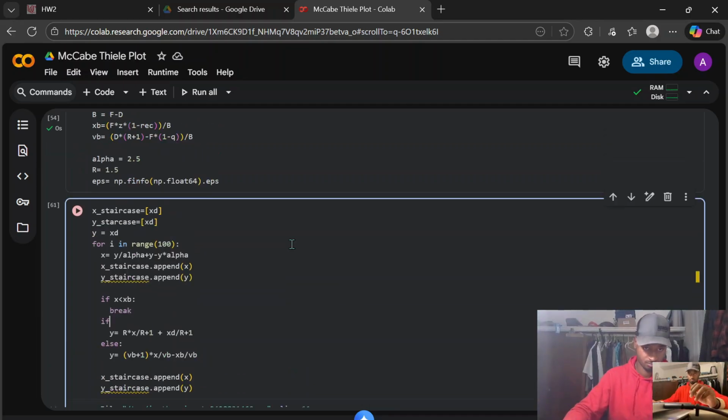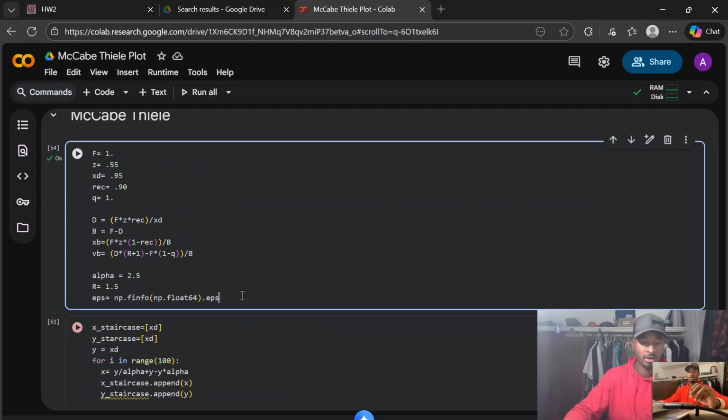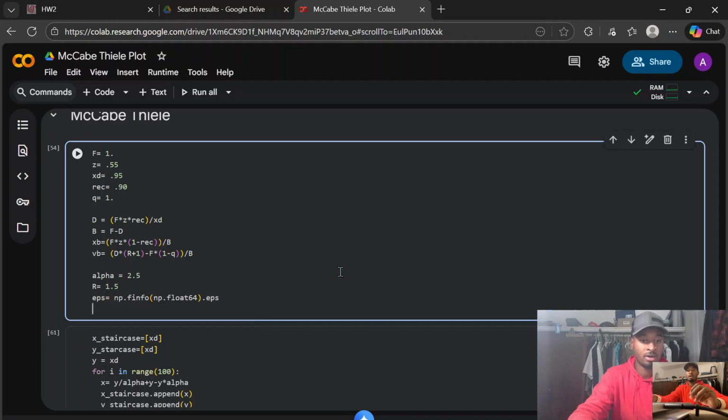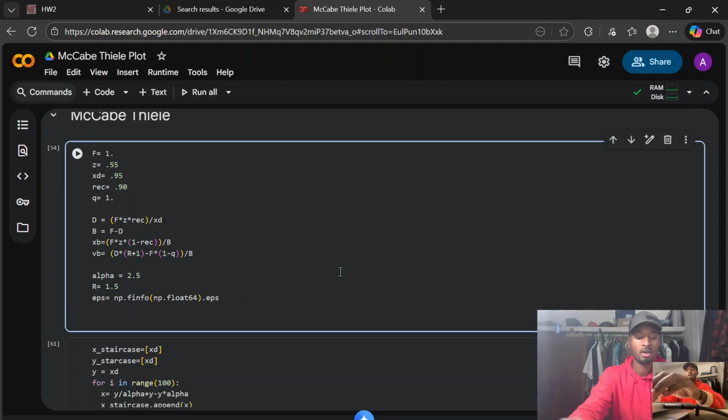To do that, we can utilize one of the equations that we built out earlier in the video, and we can make a new variable. Let's call this x-intercept. And that is equal to the two equations that we set equal to each other to represent the intersection between the stripping section and the rectifying section.